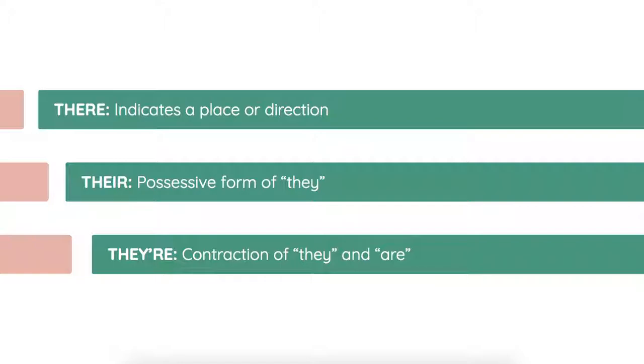Next we have they're, that is a contraction of they and are. So for instance, you'd use this form when you are saying something like, they're going to go to the baseball game today after school.